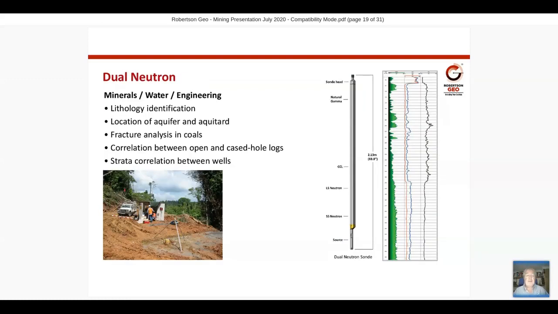So this is the dual neutron. Again, this can be used for lithology identification, location of the aquifer and aquitard, being the less permeable layers of formation that may exist above or below the aquifer. The neutron tool can be used to identify fractures in coals and for correlation between open and cased hole logs, and is also extremely useful for strata correlation between a number of wells where you may have a depth offset and you need to correlate. The neutron tool provides a very detailed capability to do this. Again, this is about a 2 meter long tool, plugs into a 4-core cable head and transmits live data to surface.